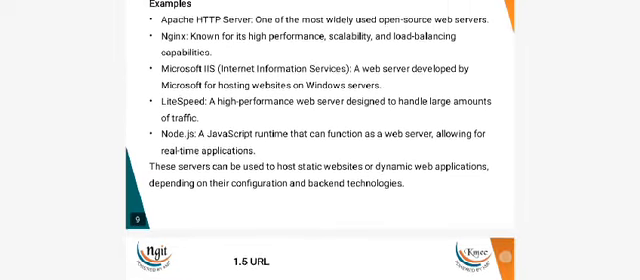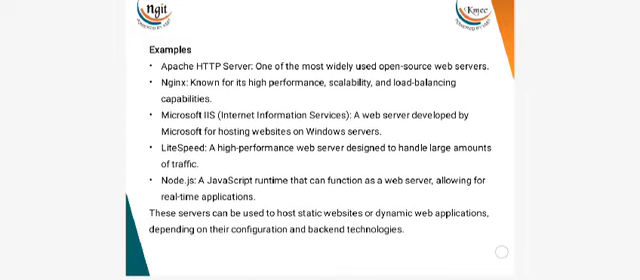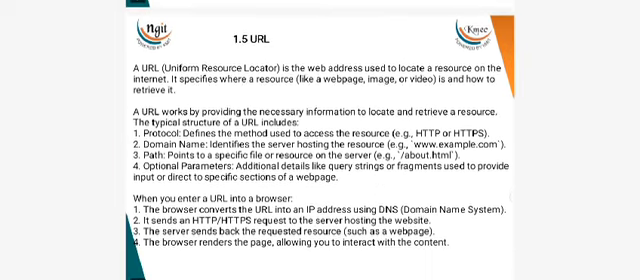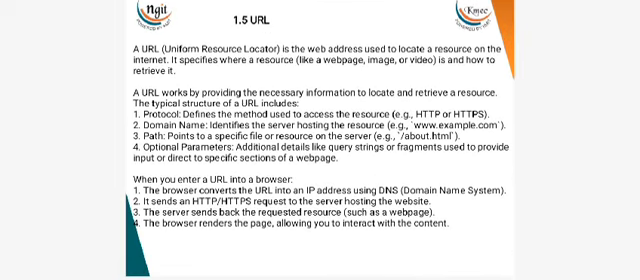Okay, examples for web servers are Apache HTTP Server, Nginx, Microsoft IIS, LiteSpeed, Node.js. These are a few examples of web servers. These servers will be used to host static websites as well as dynamic web applications. Okay, and the next topic is URL. URL means Uniform Resource Locator. For example, when we say www.google.com, okay, it is a web address.